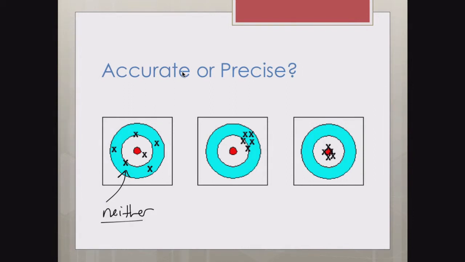What about the next one? Yeah. It's precise, but accurate? Not accurate. What about the last one? Caitlin? It's both. They're close together, so it's precise, and it's accurate because they're right at the bullseye. Okay? You will not have a set of numbers that is accurate and not precise, because all the numbers have to be really close together in order to have an accurate answer.